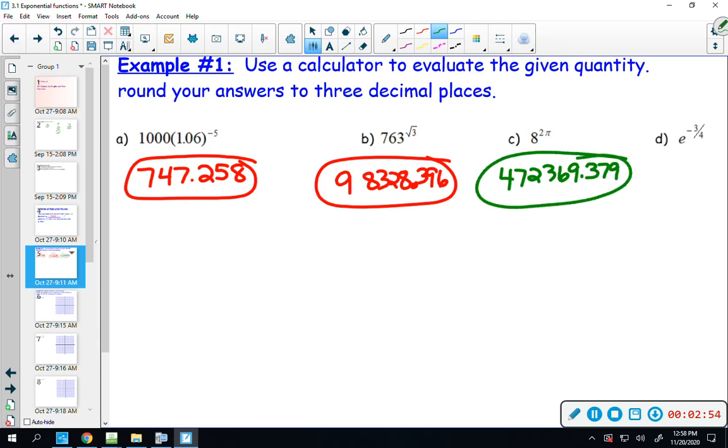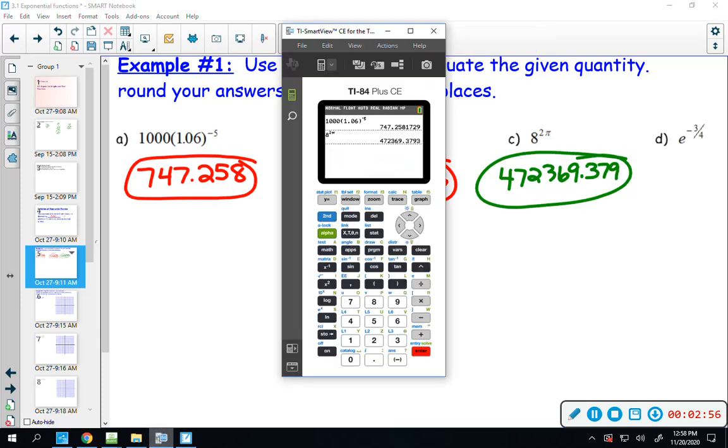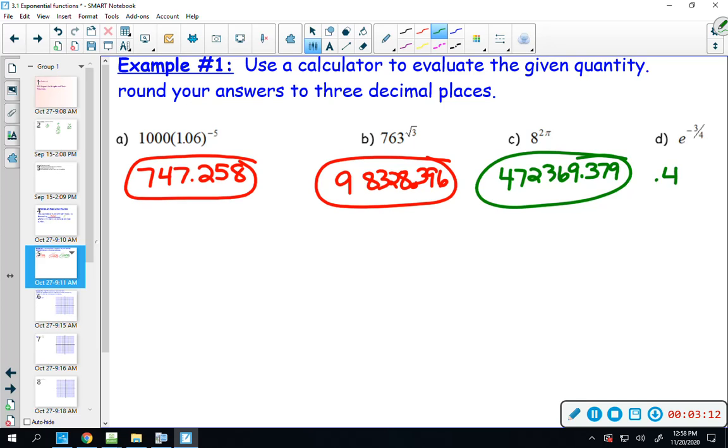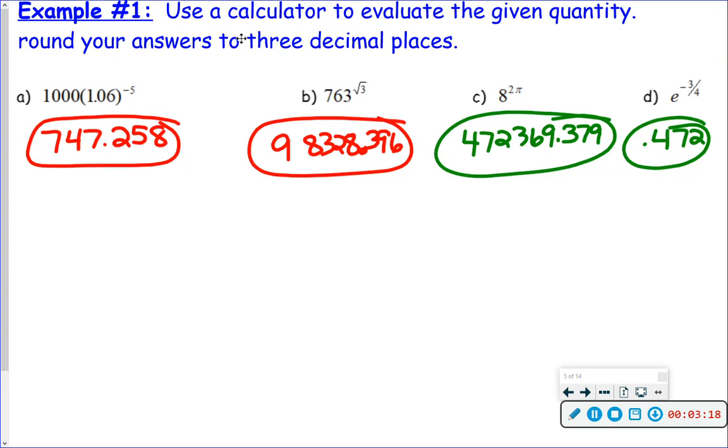And last but not least, let's do D in our calculator, because you might have forgotten where that Euler letter E is located. It's above ln, so I'm going to hit second ln, and then we are raising that to the negative 3 divided by 4. Enter. All right, let's round that to 3.472. Obviously, nice and easy, no work to show. Just type those in the calculator. Be conscientious of your rounding.